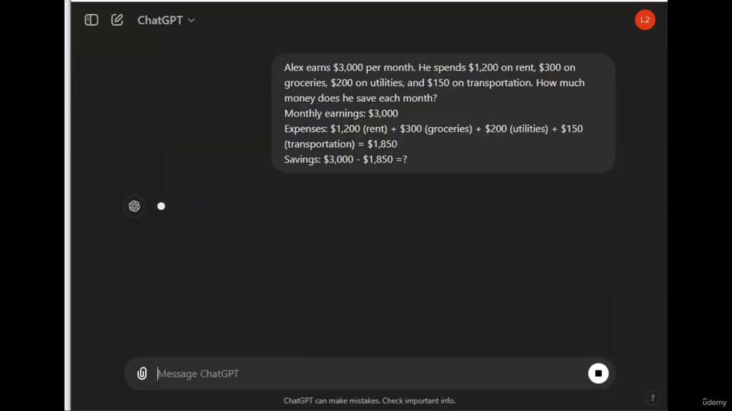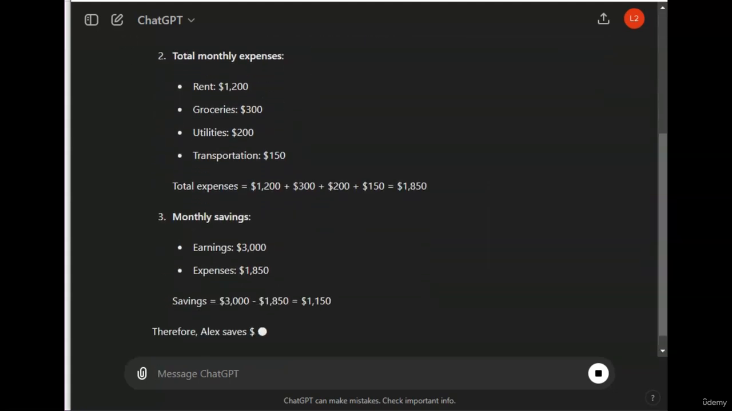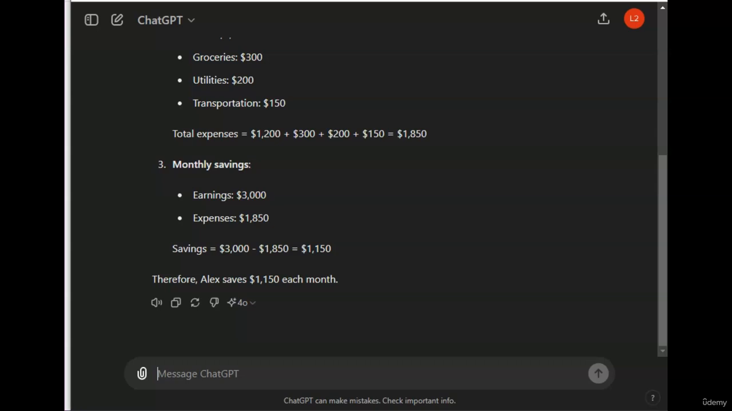Now let's ask ChatGPT. By providing these steps, the model can follow along and give us a more accurate answer. So it says Alex saves $1,150 each month, which is the correct answer. Alternatively, we can use a simple phrase. Let's think step by step. This cue encourages the model to process the problem methodologically.